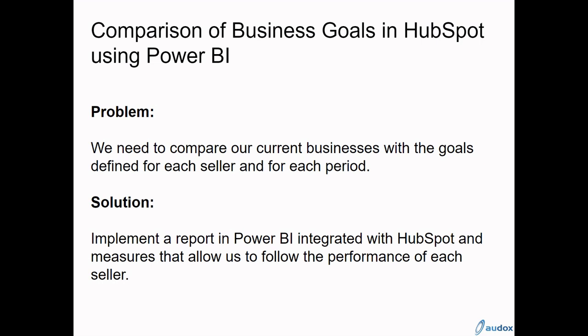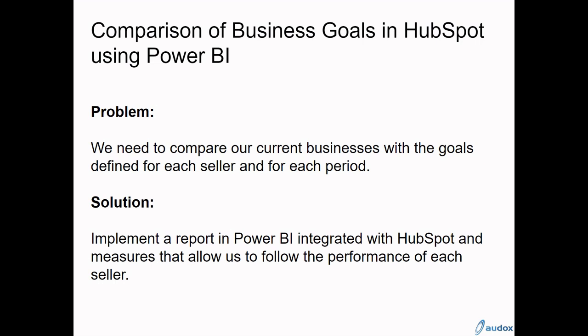What we will see in this video is how to create business comparisons with goals in HubSpot, but through Power BI. This will allow us to essentially compare businesses in terms of periods, in terms of users, or business owners. For example, if we want to know how much Juan has in his sales goals for the seventh month of this year, we'll be able to see that in a Power BI chart. And we'll be able to compare the goal with the current number of businesses.